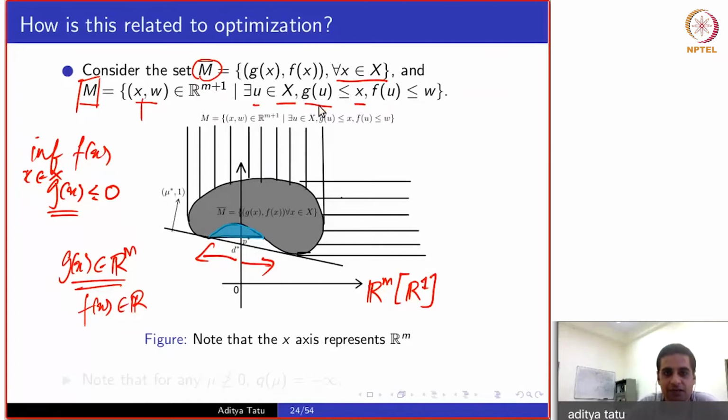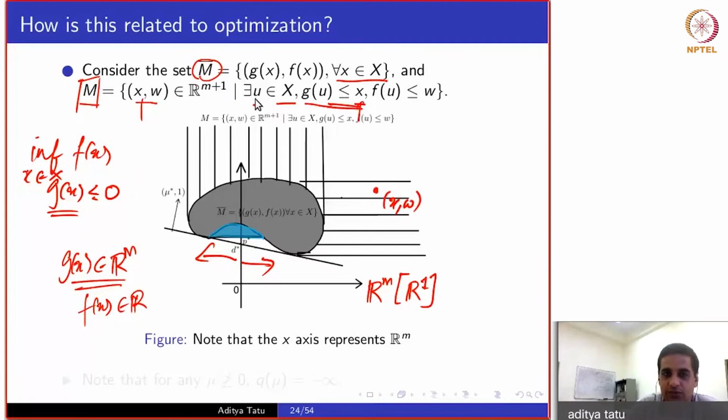Right? And when I say one vector is less than or equal to another vector, what do I mean? This is entry-wise. So all m elements of this vector are less than all m elements of the right-hand side. So let's take this point over here, x comma w. How do I find if this point x comma w is in the set M or not?